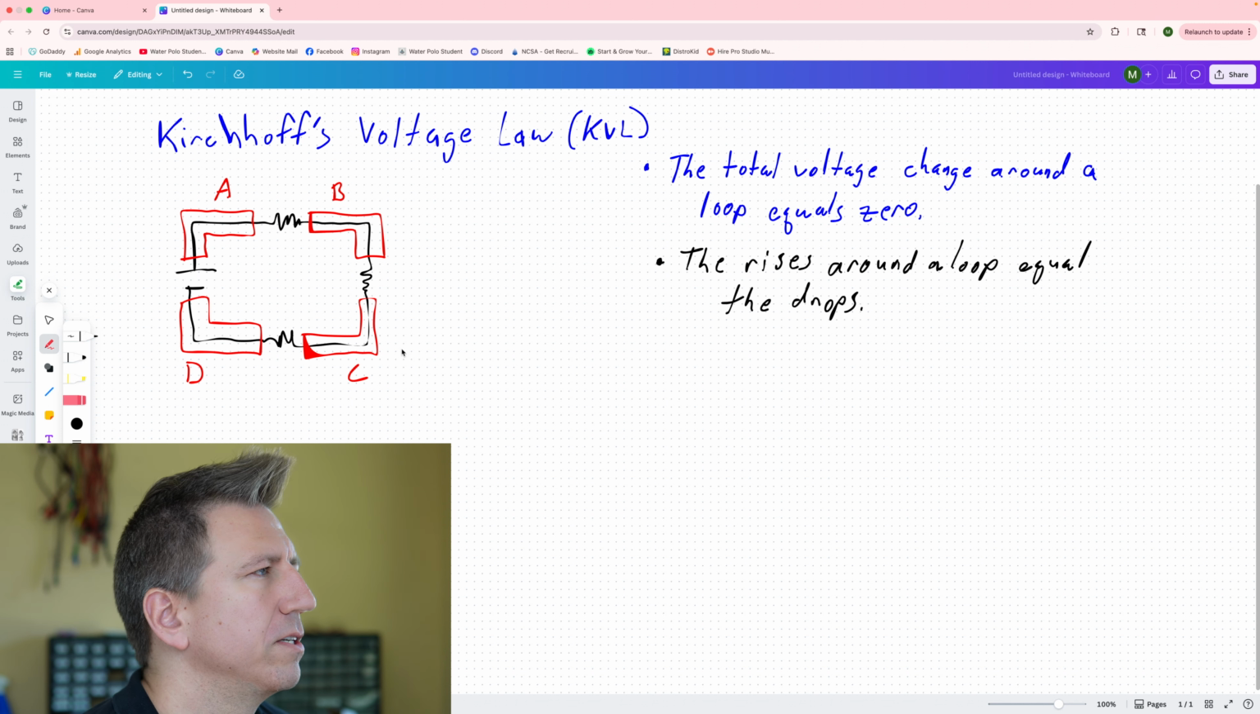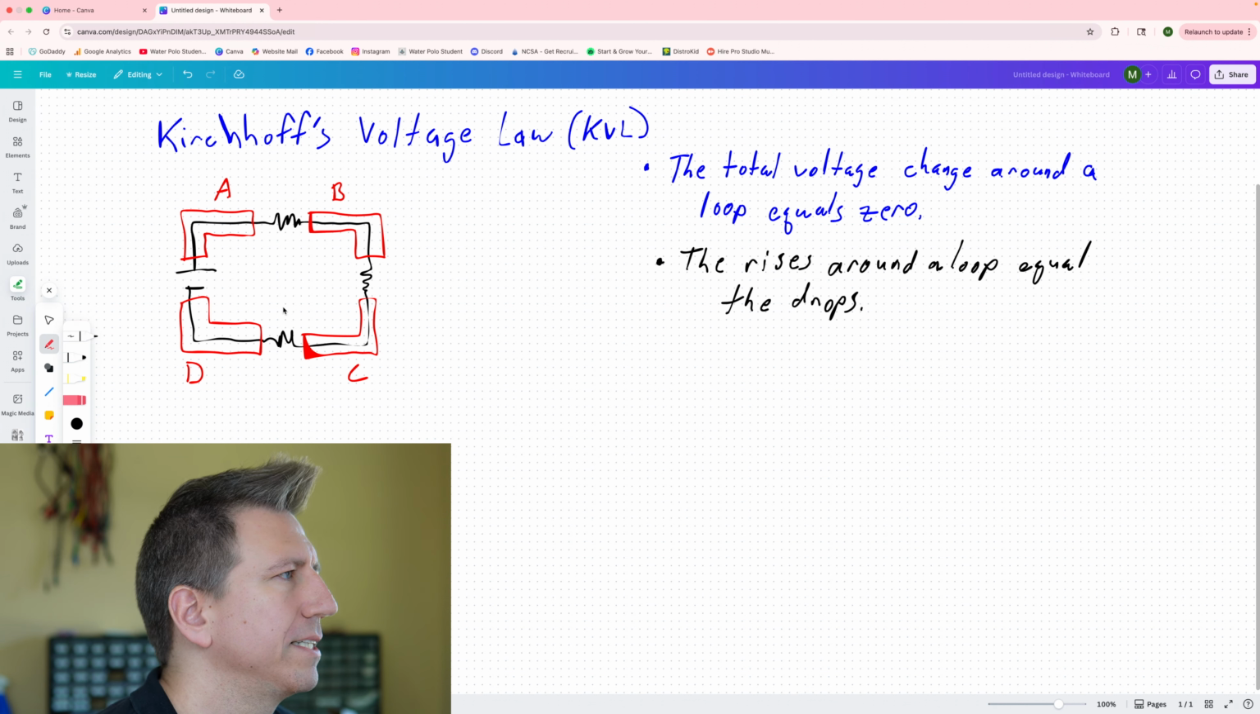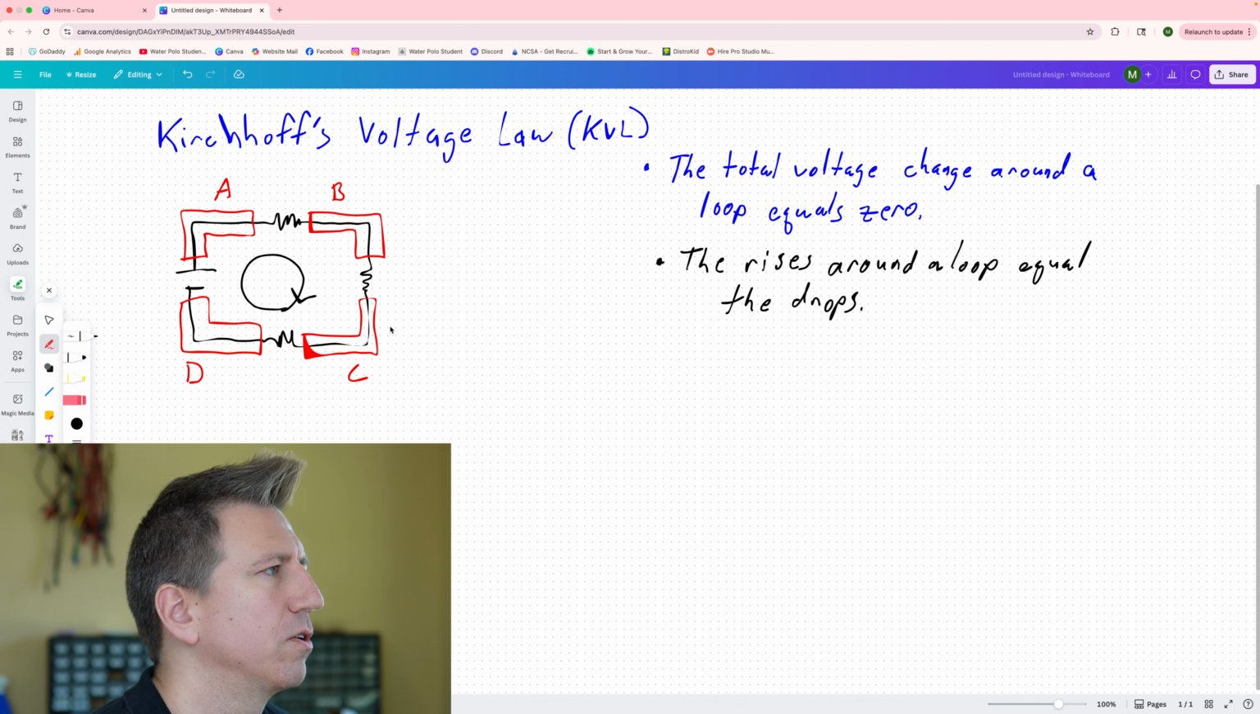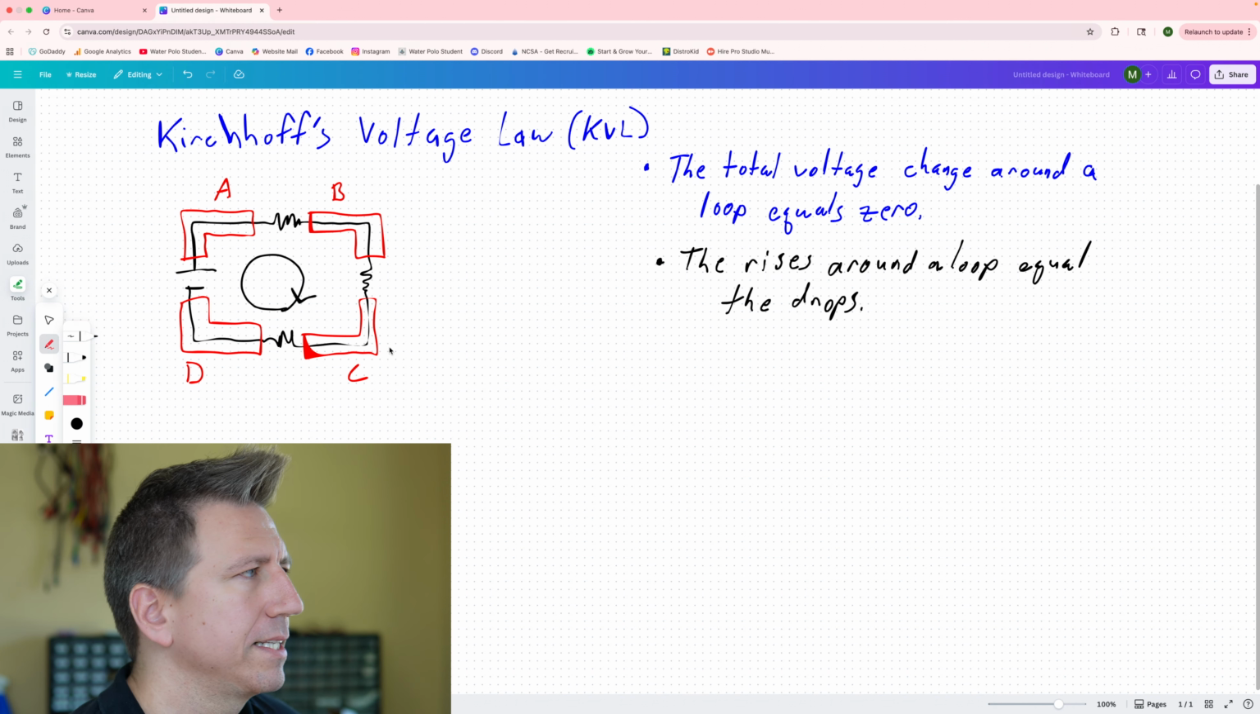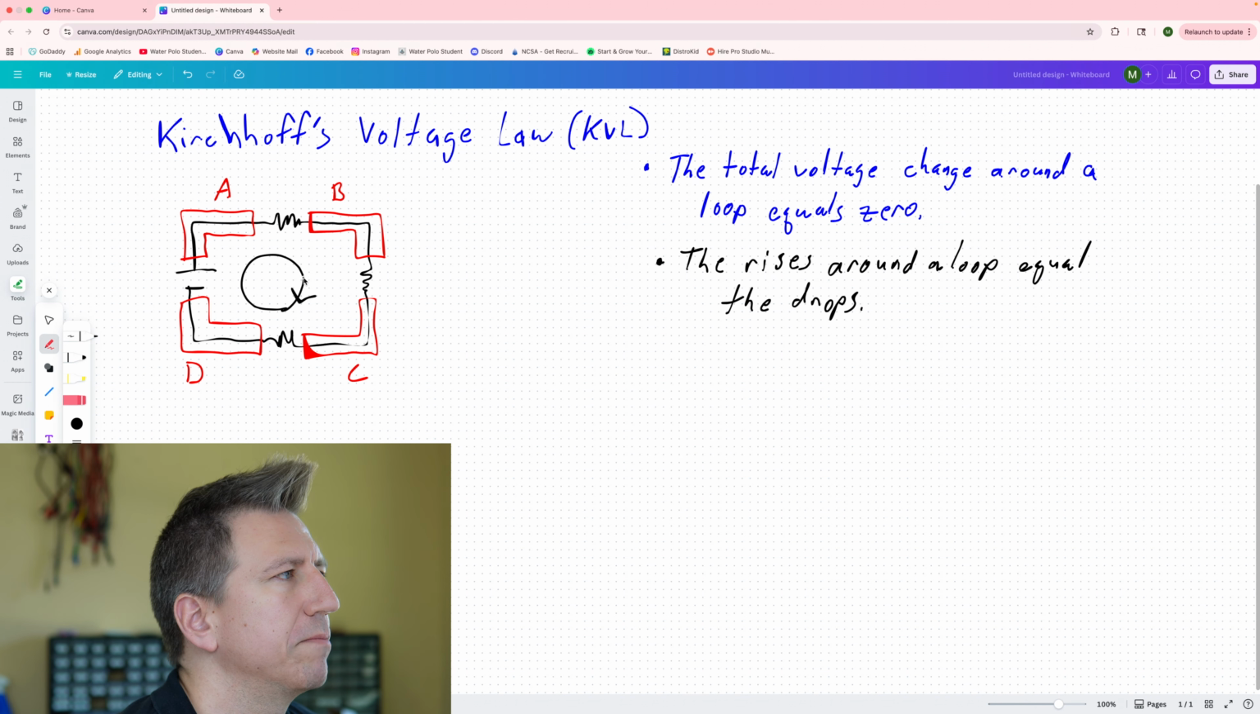All right, so how do we know if it's a rise or a drop? Well, we need to do 2 things. First off, we need to make a direction in which we are evaluating our loop. And so in this case, I'm going to go around clockwise. And the second thing we have to do is we have to make polarity markers on each of our elements. And so perhaps the polarity markers look like this.